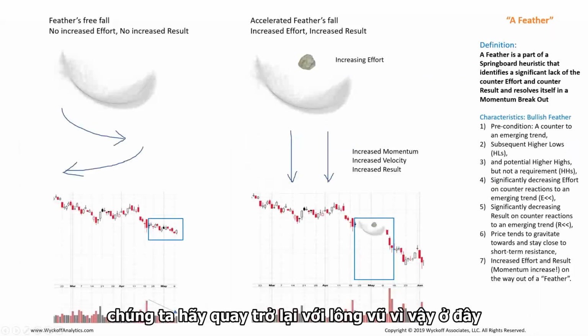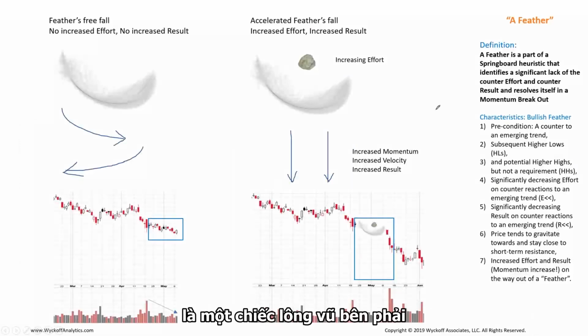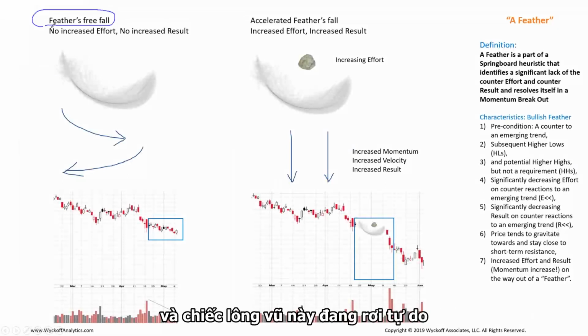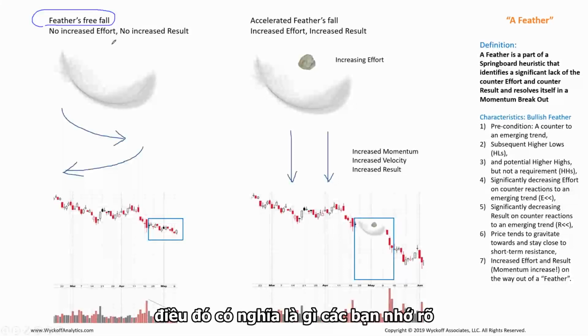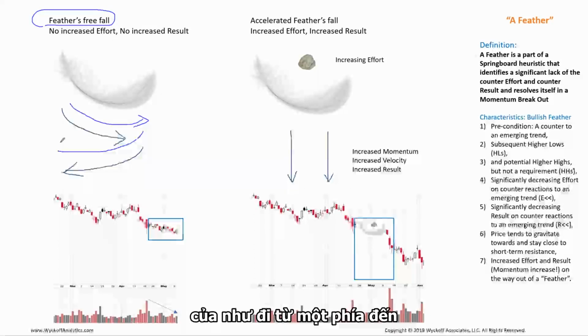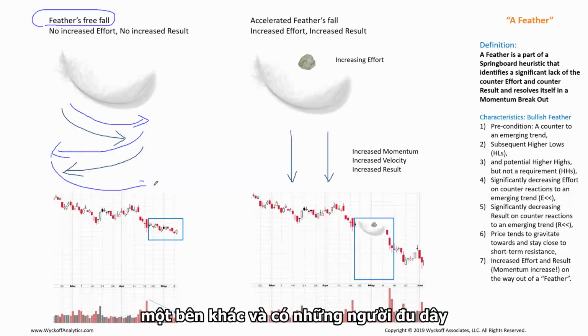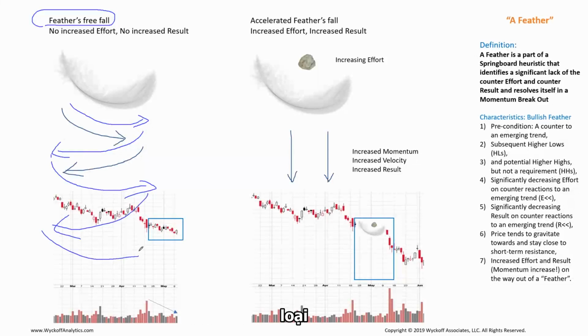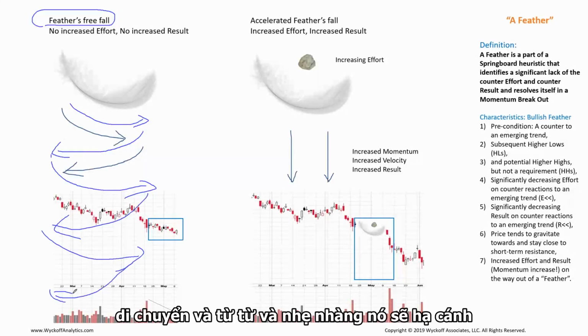Let's come back to a feather. So here is a feather, right? And this feather is in a free fall. What does it mean? Well, you guys remember, right? You know how the feather flies down, how it falls. It's very slow and gradual, and usually it's just going to go from one side to another side and have those swinging type of moves, and slowly and softly it will land on the ground.